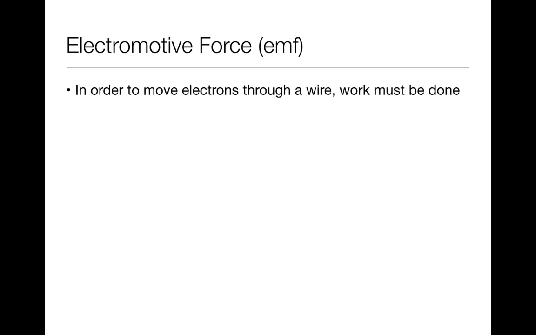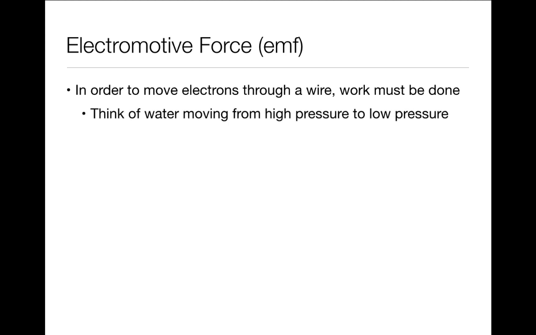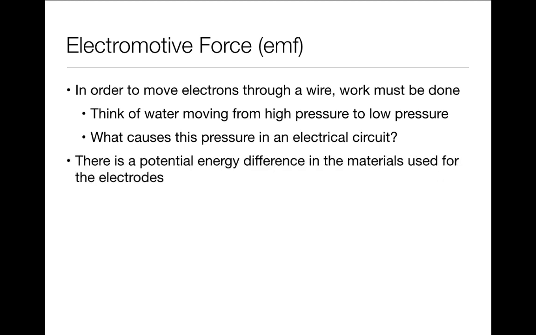Now, anytime we're doing these reactions here, particularly with galvanic cells, we're moving electrons through a wire. Well, anytime something is moving, there must be work that gets done to move those particles. And we can always think of electricity moving through a wire, kind of like water moving through a pipe. And it's always going to move from a higher pressure to a lower pressure. Now, what is causing this pressure in an electrical circuit? Well, it turns out it's potential energy. There's a potential energy difference in the materials used for the different electrodes.